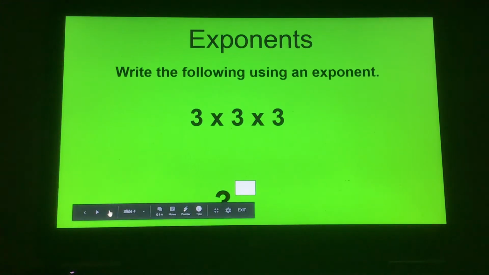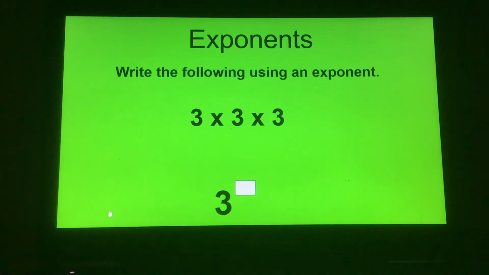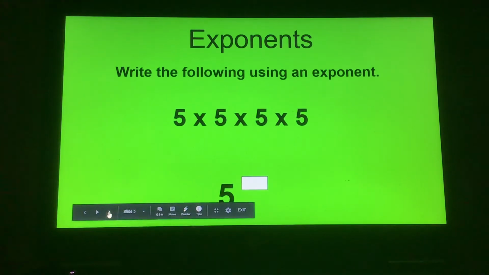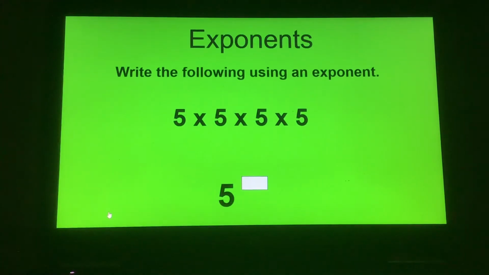Exponents. Write the following using an exponent. So I'm going to let you answer this one. 3 times 3 times 3 is 3 to the blank power. And write the following using an exponent. So 5 times 5 times 5 times 5.